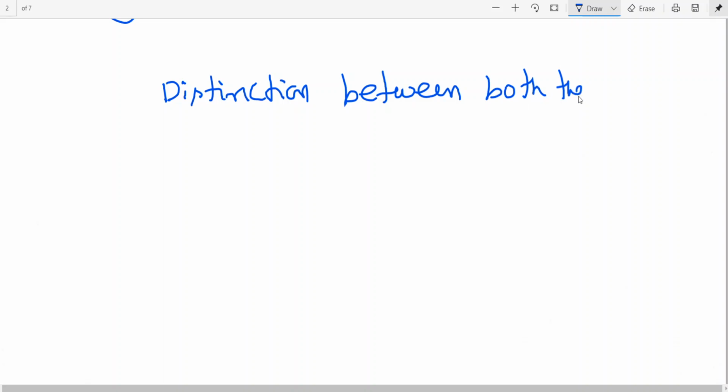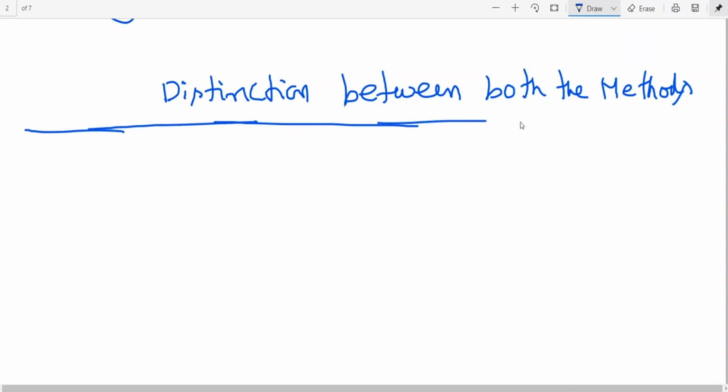So I am trying to explain the distinction between both the methods. Then we learn. I am going to simultaneously explain what the difference between these two methods is, along with the reason for that.